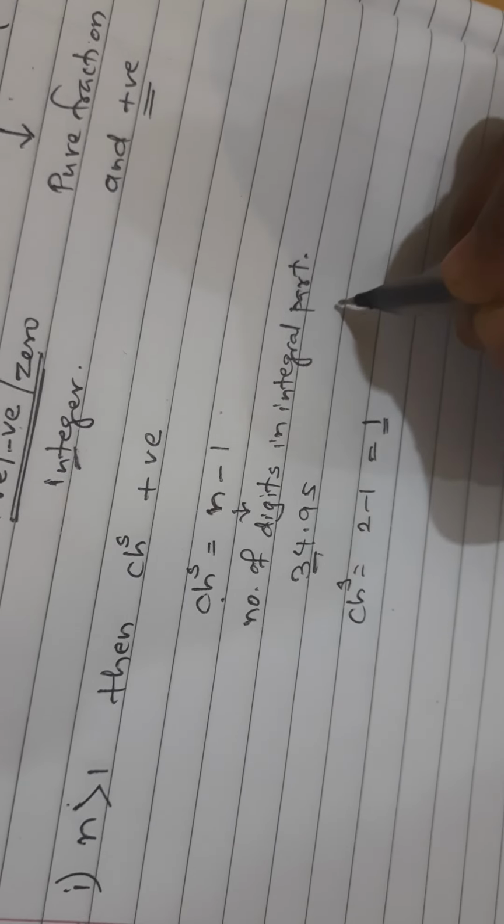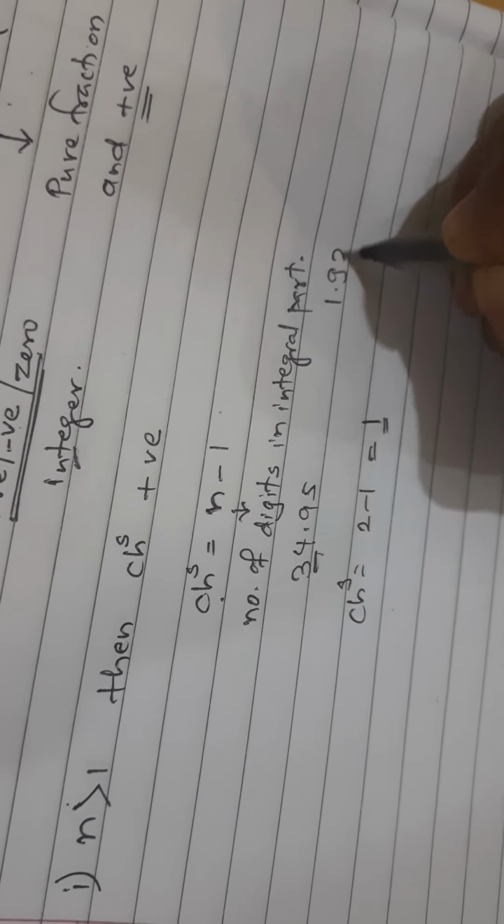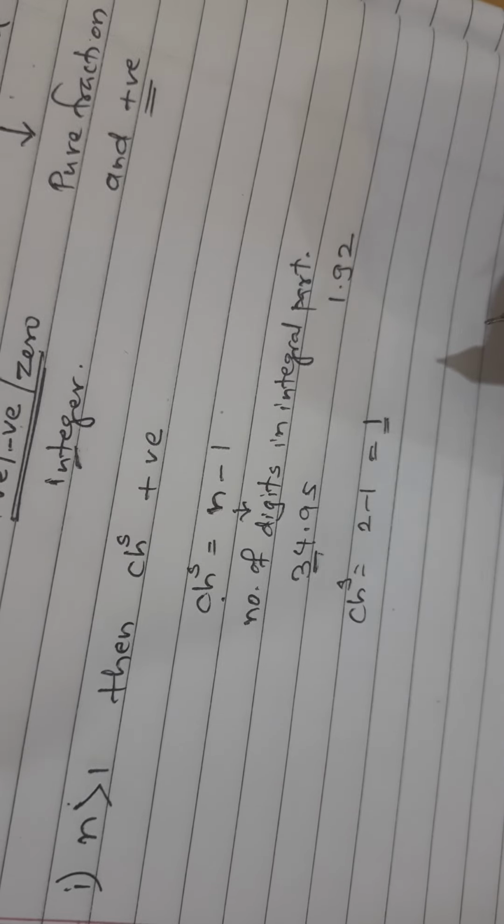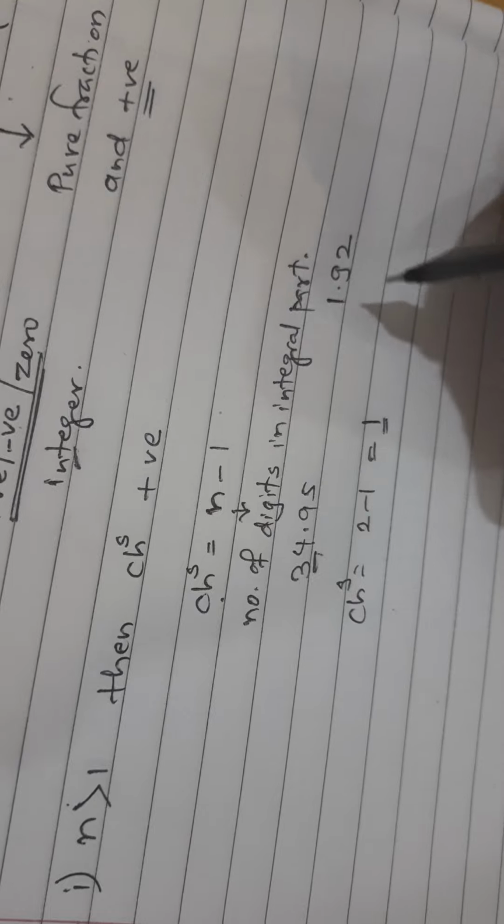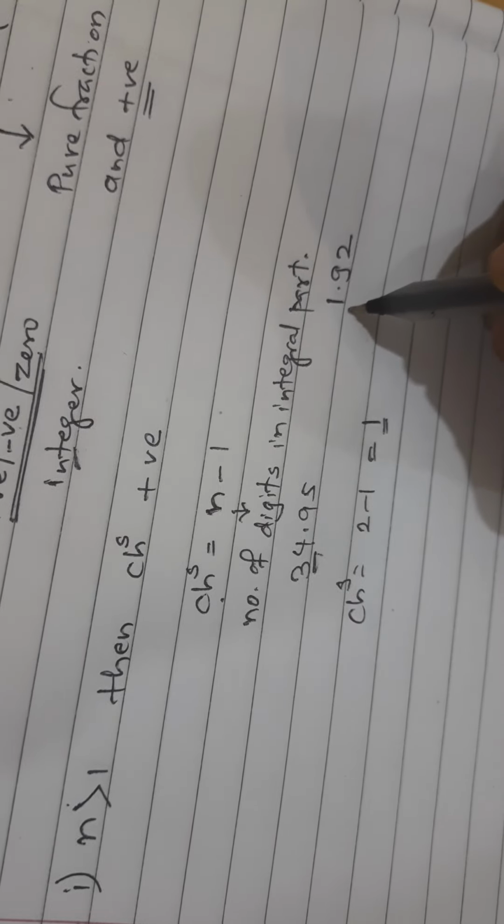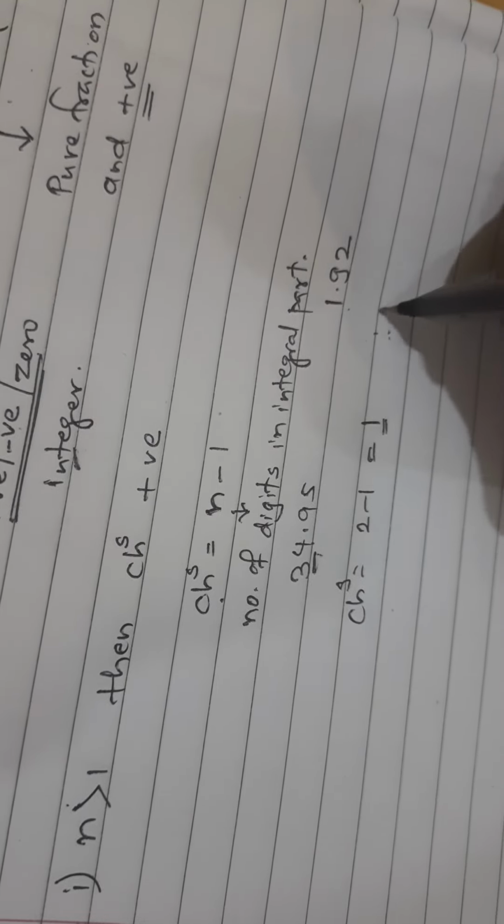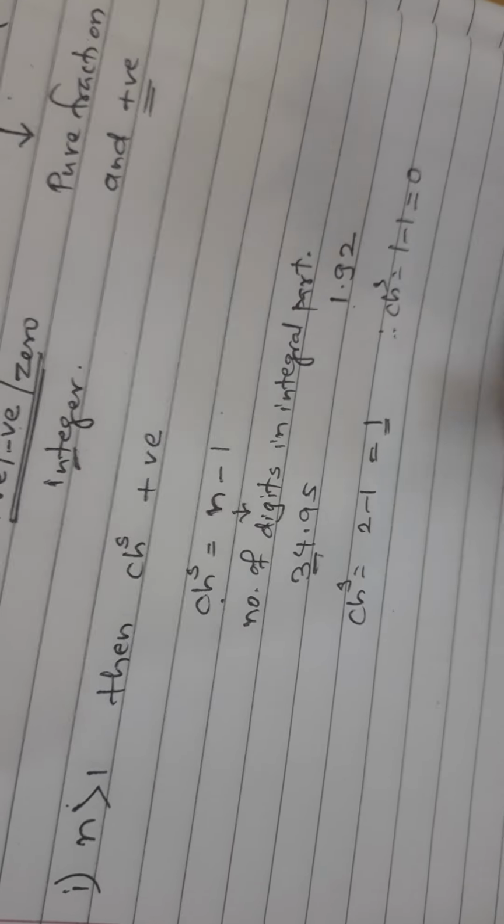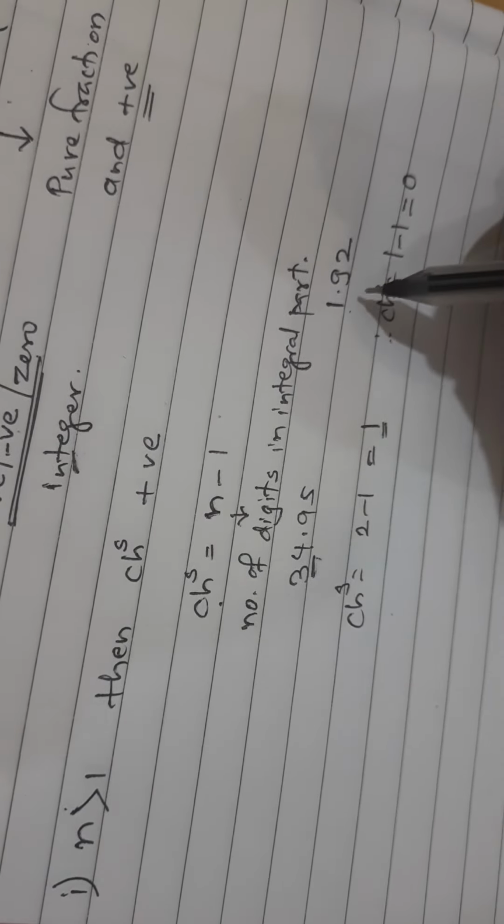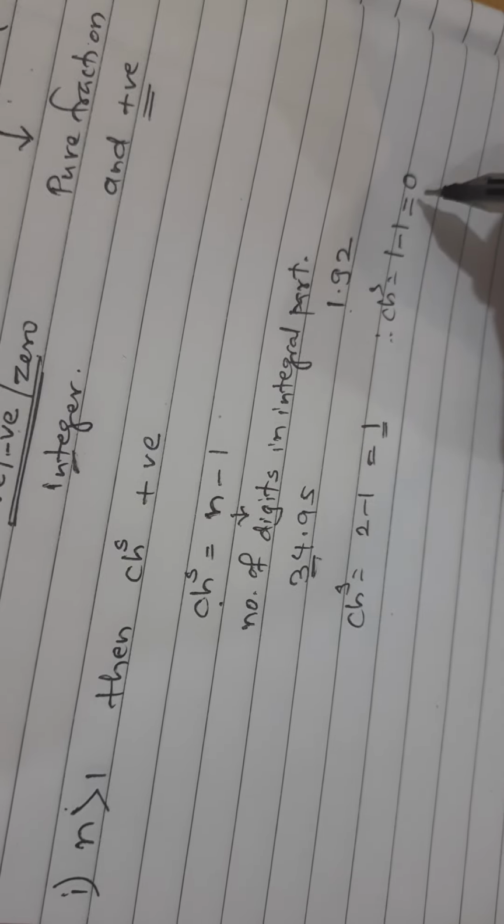Another example, we take 1.92. In this number, 1 is the integral part and the number of digits in the integral part is 1. Therefore the characteristic is 1 minus 1, which is equal to 0. Therefore the characteristic of this number is 0.